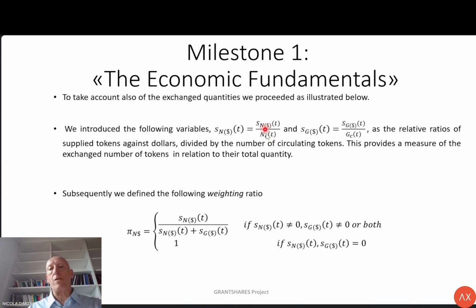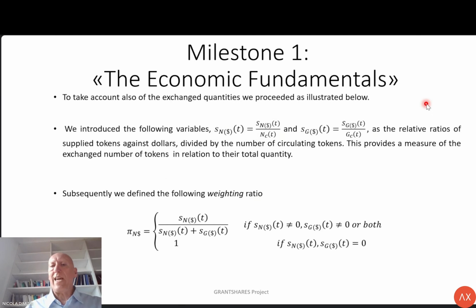Okay, so I'm taking the ratio between the exchange and the circulating number of tokens against dollars, of course, and I'm doing the same for gas. Why do I do so? In order to have information from quantities, because the absolute values of exchange NEO and gas tokens may have one big limitation: if there are many more tokens of one type circulating, then it would be natural to have perhaps a higher number of that token exchange in the market.